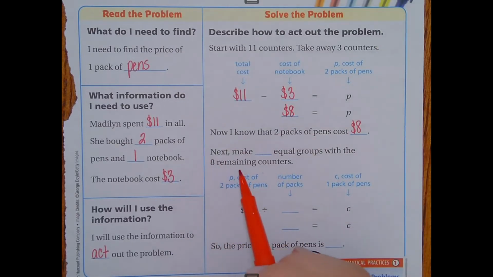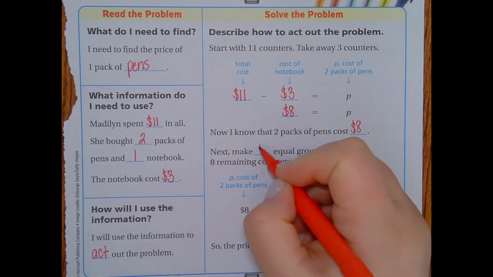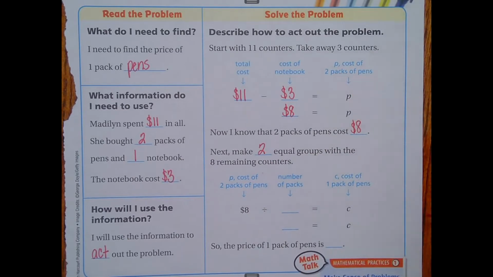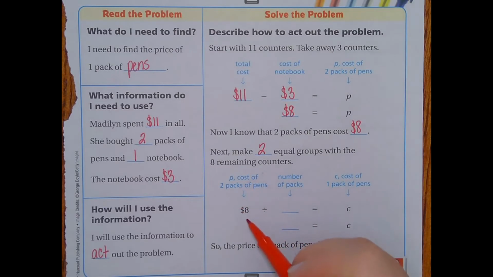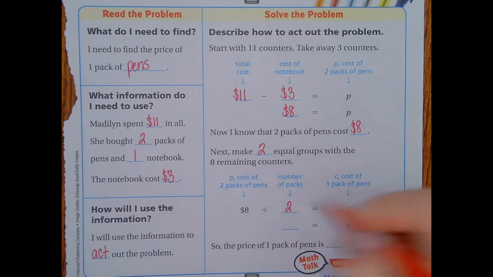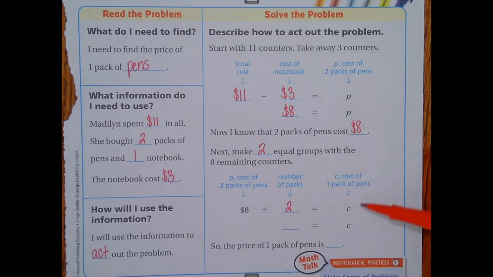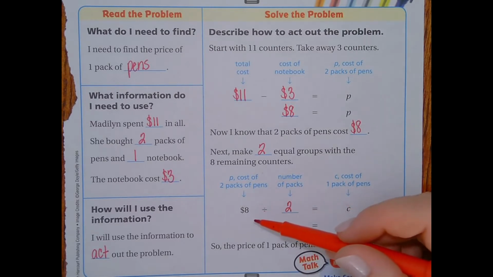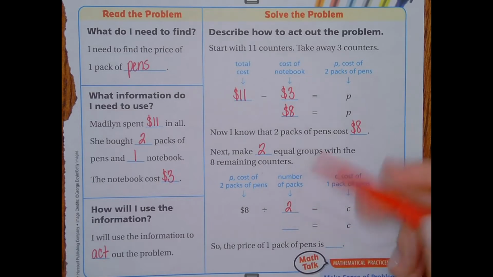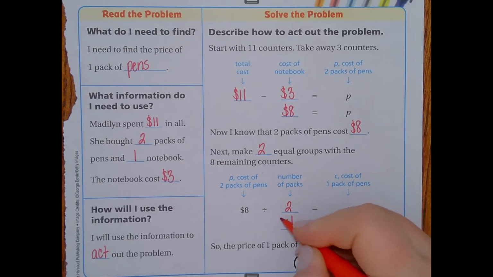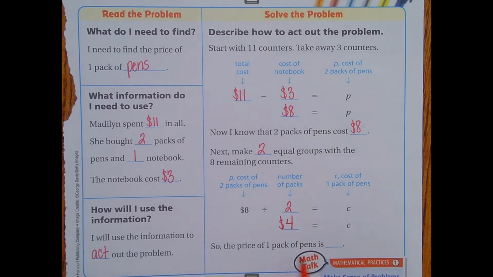So next, make 2 equal groups, because remember there's 2 packs of pens, with the 8 remaining counters. So that means we're going to take the $8, or your 8 counters, and we're going to divide them into 2 equal groups. Okay, those are our packs of pens. And what we get is going to be the cost of 1 pack of pens. So $8 divided by 2 would be 4. So the price of 1 pack of pens is $4.